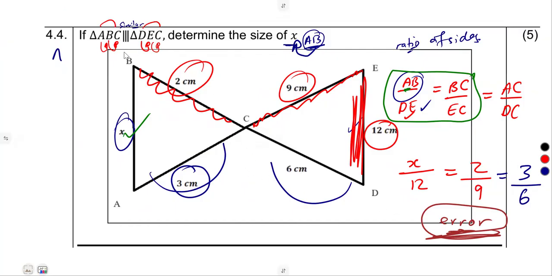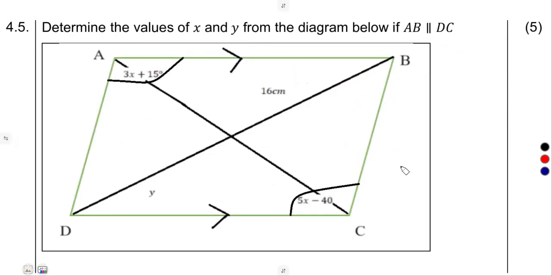If they are similar, the ratio of sides is supposed to be what? Supposed to be the same. So we're just going to ignore that one for the sake of our revision.